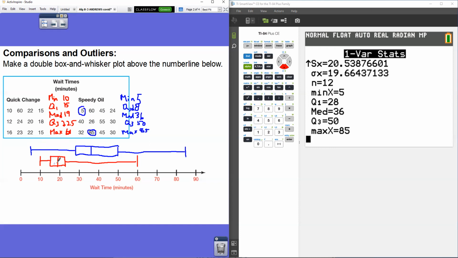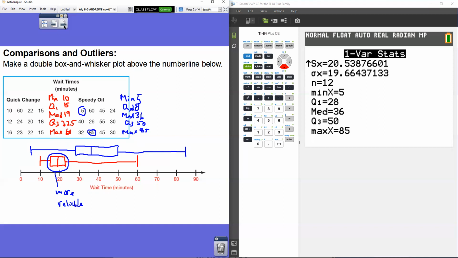This IQR tells me that 50% of the people that go to quick change here have a wait time between about 15 and 19. So that's very reliable data. They're very consistent. As to speedy oil, they're all over the place. So the lower IQR would be the more reliable data. This one, quick change, would be the more reliable data, more predictable. Reliable and predictable mean the same thing.